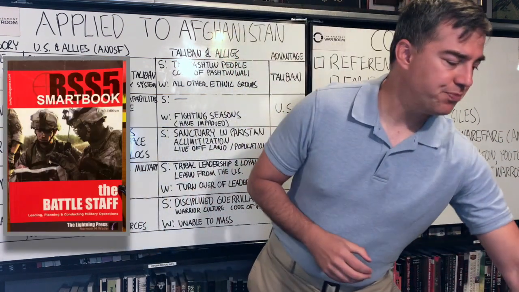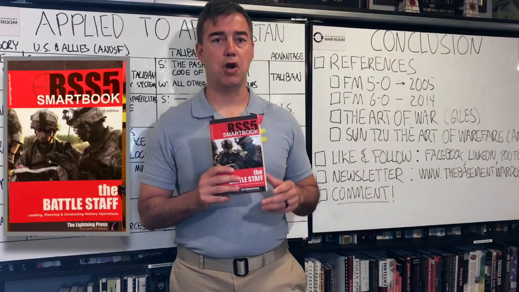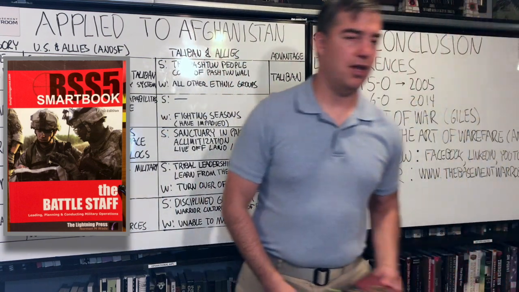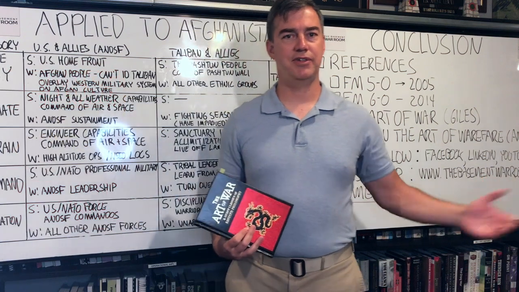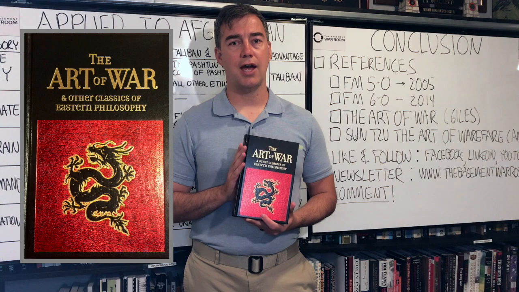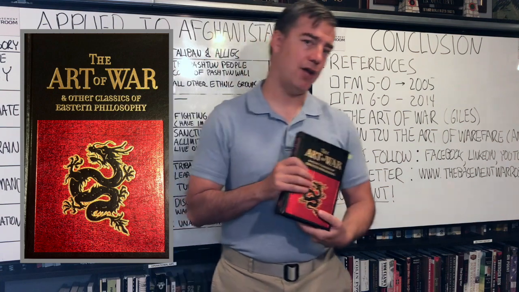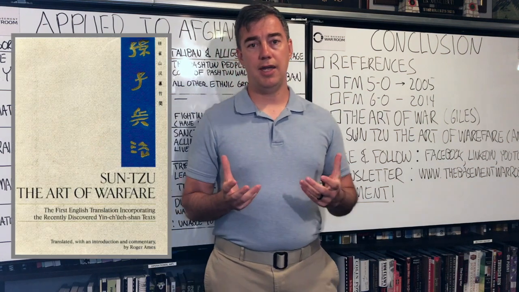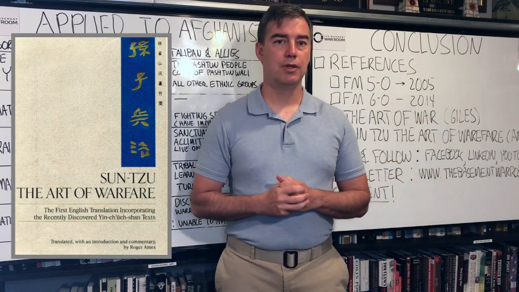Back to references. Also, the Smart Book, 5th edition, that summarizes U.S. Army doctrine, and you gotta have a summary if you have 50-some steps in MDMP, right? And The Art of War, this is the Giles translation. I read from it at the end, but primarily I used the Ames translation on my Kindle.